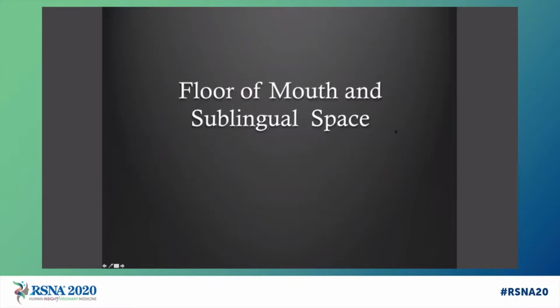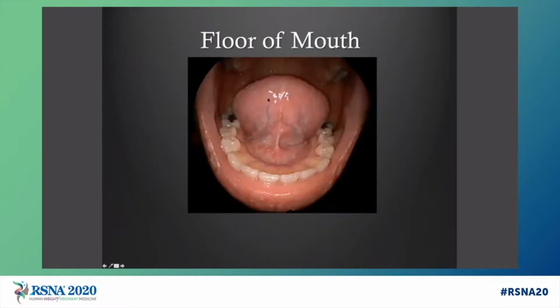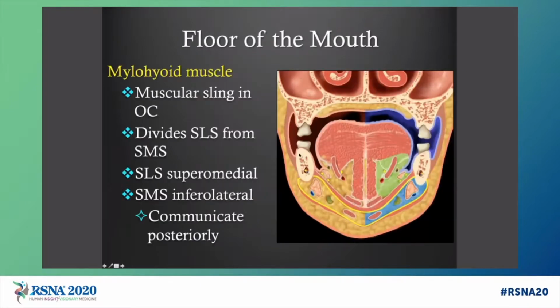So now let's finish up our discussion today with a more in-depth discussion of the floor of the mouth and the sublingual space. So the floor of the mouth, as we see here, normal mucosa of the ventral surface of the oral tongue. Here's our lingual frenulum that attaches the tongue to the anterior floor of the mouth, the normal mucosa of the floor of the mouth.